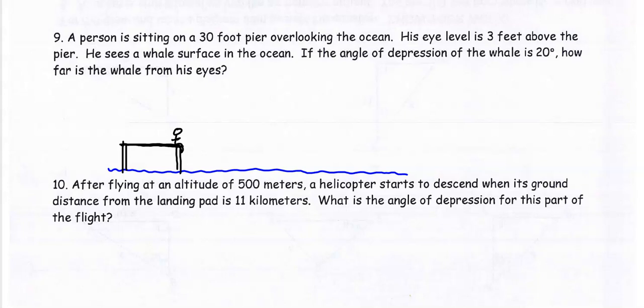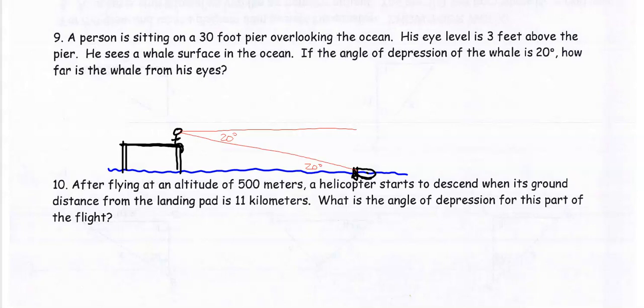He sees a whale surface in the ocean. My whale is going to be pathetic, so I'm just going to draw, oh my God, that's a horrible fish, but we'll pretend that's a fish. Angle of depression is 20. So my eyesight would be here. Depression to see the whale is going to be 20 degrees, which I'm going to transfer over there.